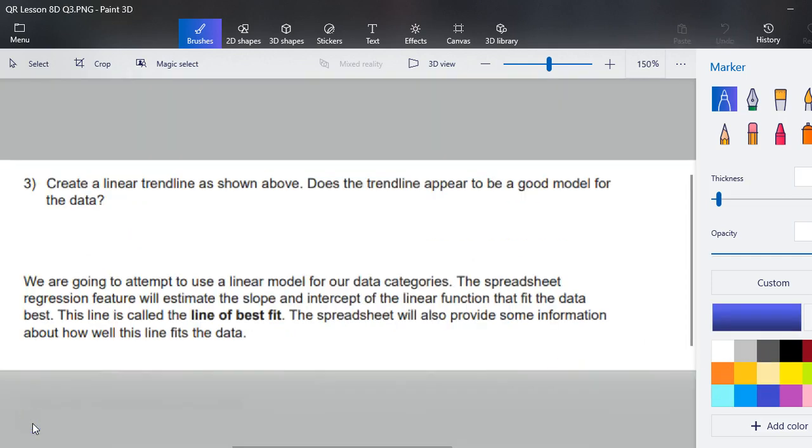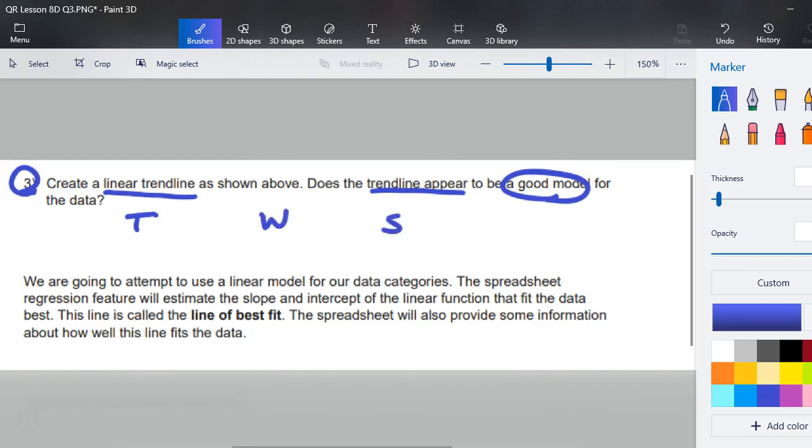Just a few more comments, and then we're going to get to the Excel file. Question 3 asks us to create a linear trend line as shown above, which was the slide we just looked at. Does the trend line appear to be a good model for our data? We'll ask that question 3 times, once with technology, once with the work, and once with the sleeping. We're going to attempt to use a linear model for our data categories. The spreadsheet regression feature is going to estimate the slope. Okay, big deal. We're going to talk about a slope and what it means.